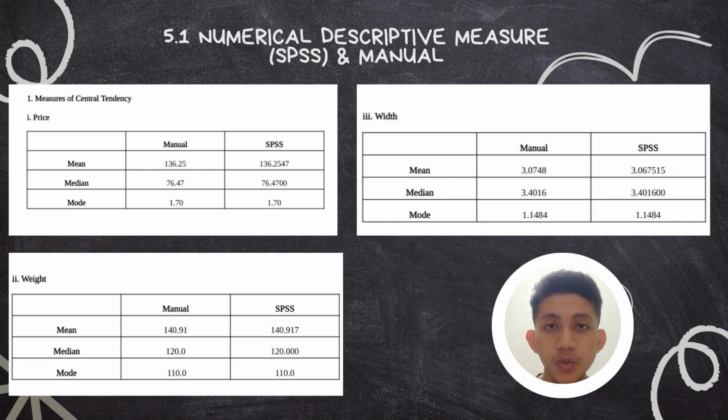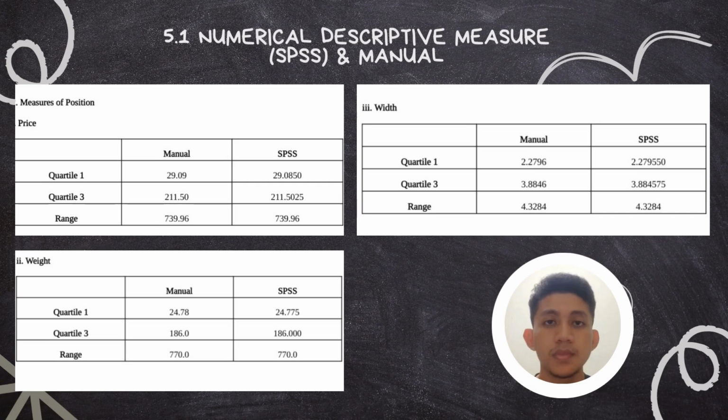For question 5.1, we use SPSS to calculate measures of central tendency, measures of position, and measures of variation. As we can see, almost all calculations are the same between SPSS and manual calculation. The same goes for measures of position. Almost all calculations are the same, but the only difference is the decimal point.